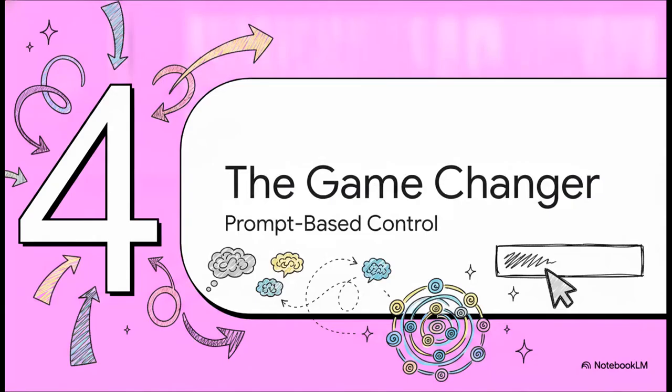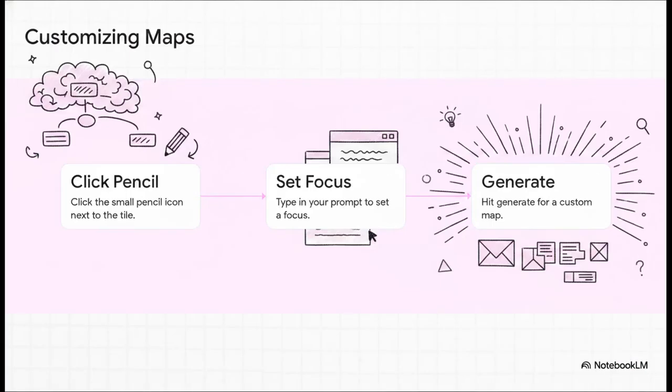Which brings us to the customization game changer, prompt-based control. This brings us to the ultimate solution, thanks to a massive update rolled out just a few weeks ago that finally perfected this feature. And the fix is incredibly simple, but impossibly powerful. Right next to the mind map tile, there is now a tiny little pencil icon. You just click that icon, type in your prompt to set a specific focus, hit generate, and instantly you receive a custom map. You are turning the mind map into a highly focused, directable tool right on your digital whiteboard.